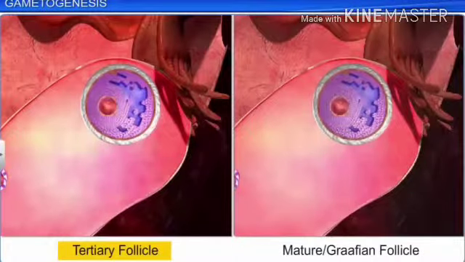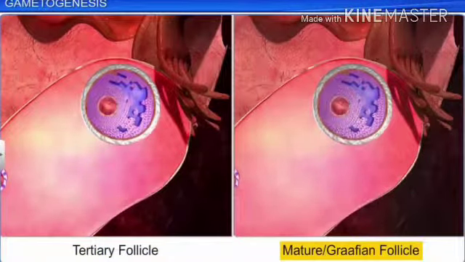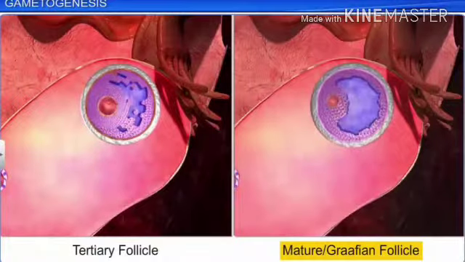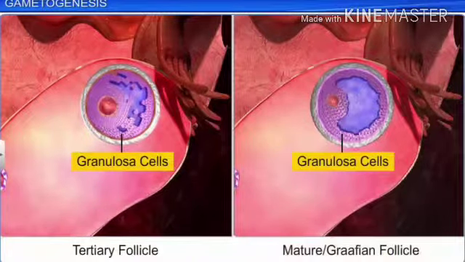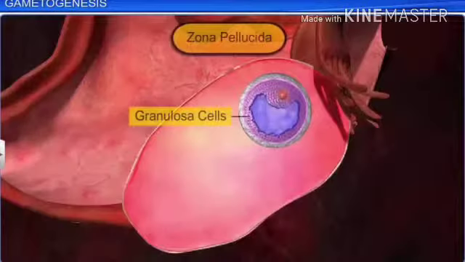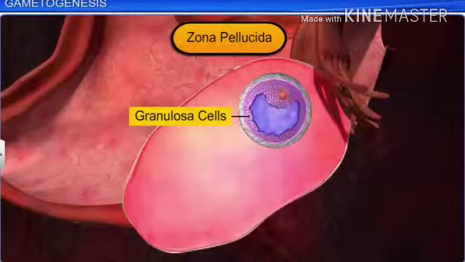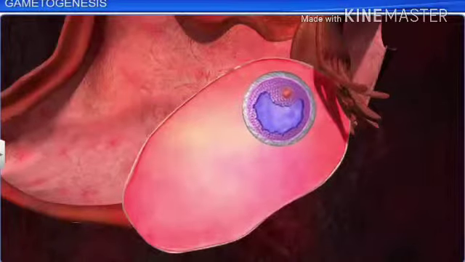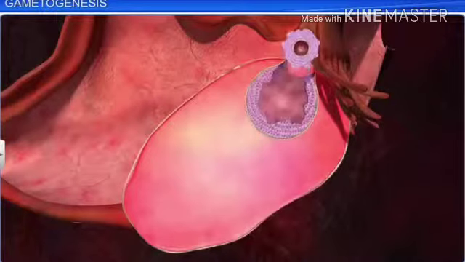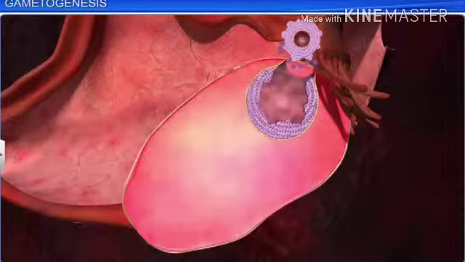As the tertiary follicle develops into a mature follicle or Graafian follicle, the antrum grows and the secondary oocyte and surrounding granulosa cells are pushed towards one end of the follicle. The granulosa cells secrete a glycoprotein substance that forms a membrane, the zona pellucida, around the secondary oocyte. The secondary oocyte or ovum is released from the Graafian follicle when it ruptures due to a surge in LH in the body.